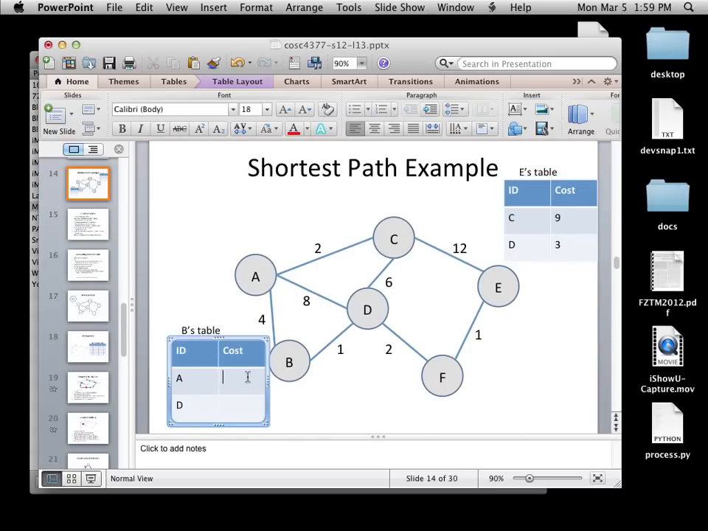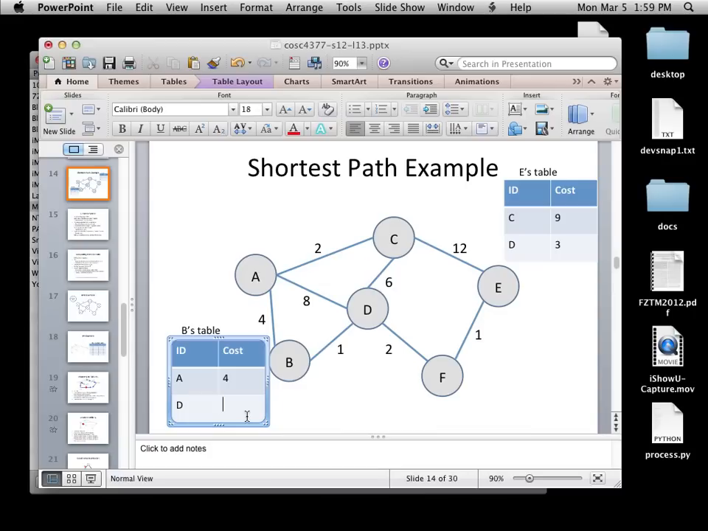What's the cost of the best path? From B to A. That's what we're talking about, first row. 4. What are the other paths? Going through D. Yeah, but we don't want that. Why is that? Because that's longer. It's 8 plus 1, 9, right? So that's direct.